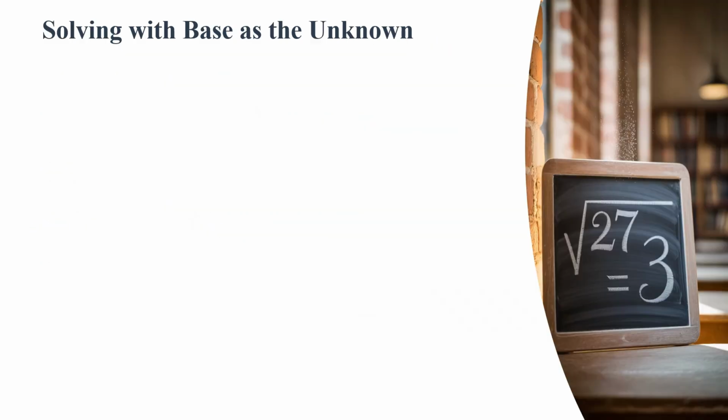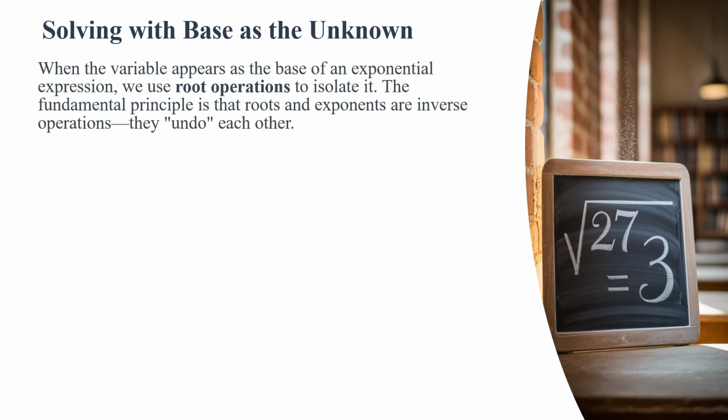Now let's talk about how to solve exponential equations when the base is the unknown. In this case, we use something called root operations to isolate the variable. Remember, roots and exponents are opposites. They undo each other. Here's how it works.